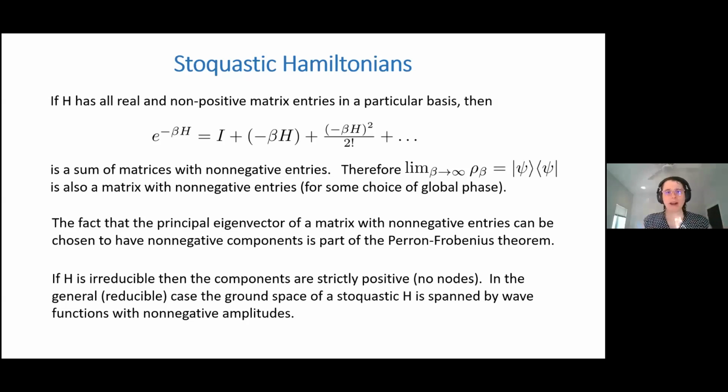So one thing I want to point out, of course, stop me anytime to ask for clarifications, is that the stochastic property is so far a property with respect to a given basis.